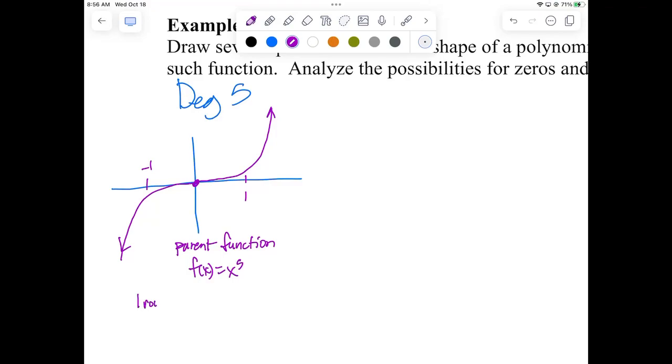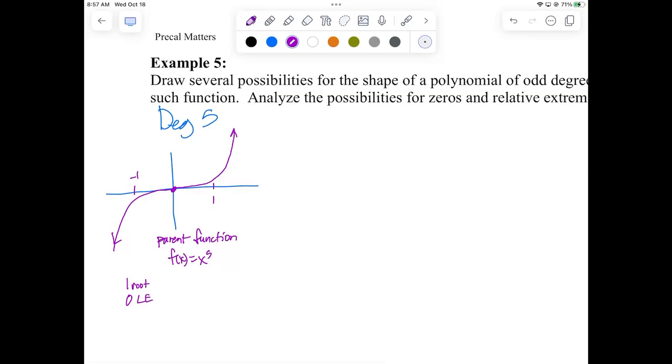How many zeros does this one have? One root. How many local extrema? 0. I'm just going to call it 0 LE, local extrema. One root and 0 local extrema. Does that still abide by the theorem? The theorem says it has at most 5 x-intercepts. This one has 1. And it has at most 4 local max or mins, and this one has 0. So that's true.